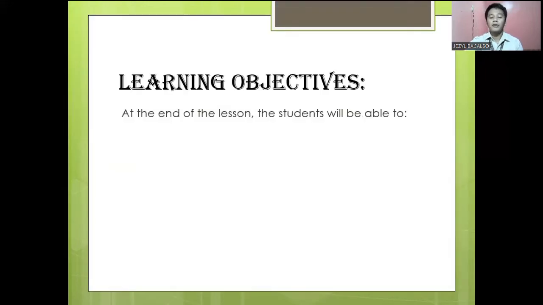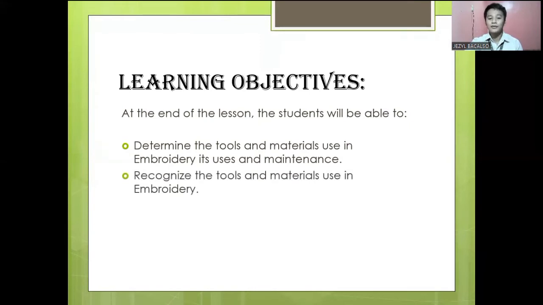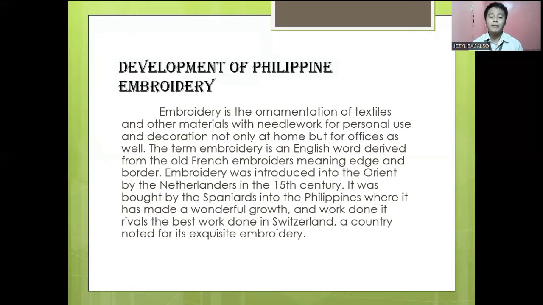So here are our objectives. At the end of the lesson, the student will be able to determine the tools and materials used in embroidery, its uses and maintenance. Recognize the tools and materials used in embroidery. Utilize the tools and materials used in embroidery. So, development of Philippine embroidery. Embroidery is ornamentation of textiles and other materials with needlework for personal use and decoration, not only at home, but also for offices as well.